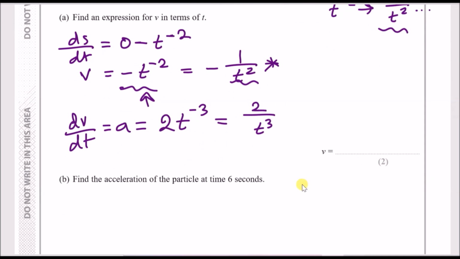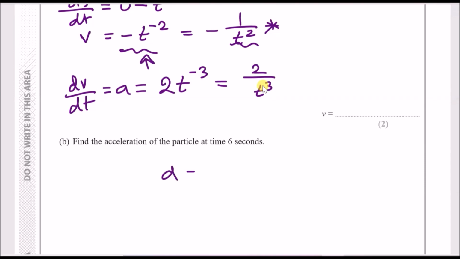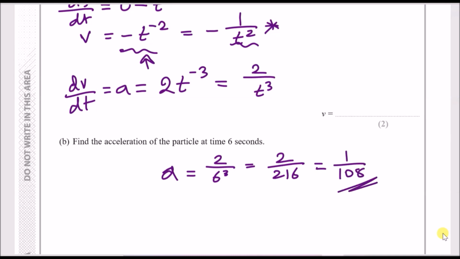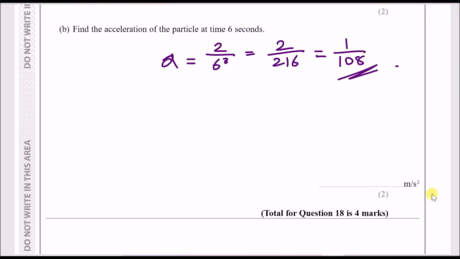Now they're saying find the acceleration of the particle at 6 seconds. So in other words, at t equals 6. So we say the acceleration is 2 over 6 cubed. Put that in a calculator, guys, and you should get 2 over 216. And this is the same as 1 over 108. So yeah, I think this should be your final answer, and that's it.